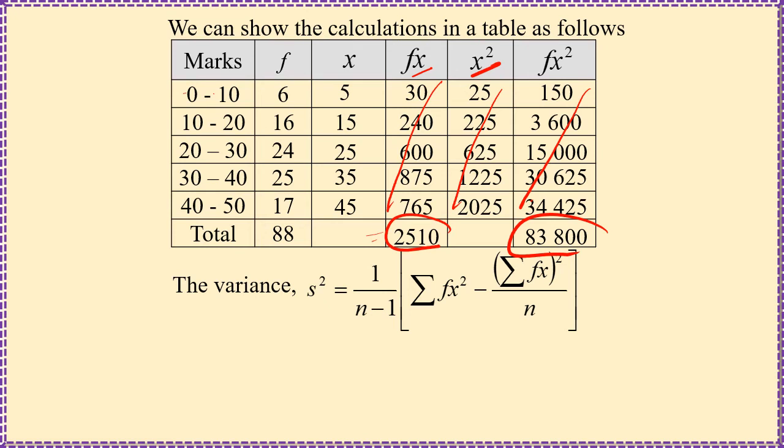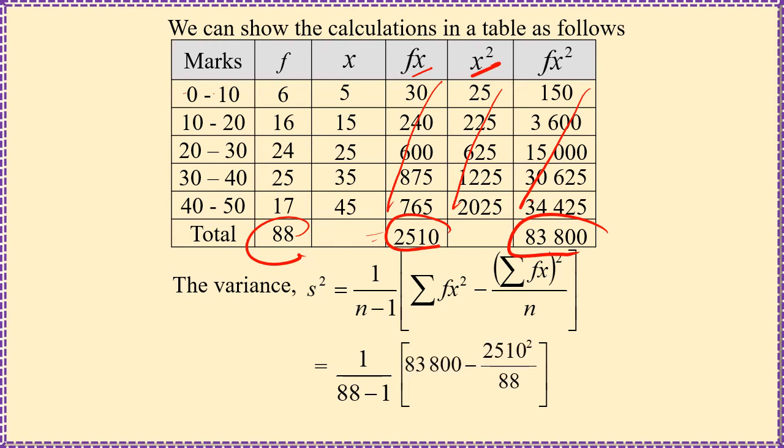Okay, so now we already have the summation of fx and summation of fx squared. So we put in the values: 1 over n minus 1 is 1 over 87, and then multiply with summation of fx squared, which is 83800, and then minus summation of fx, which is 2510, squared, and then divide by n. So n is equal to 88. Now we have all the values. Just put them in your calculator. We have the answer for the variance is 140.321.